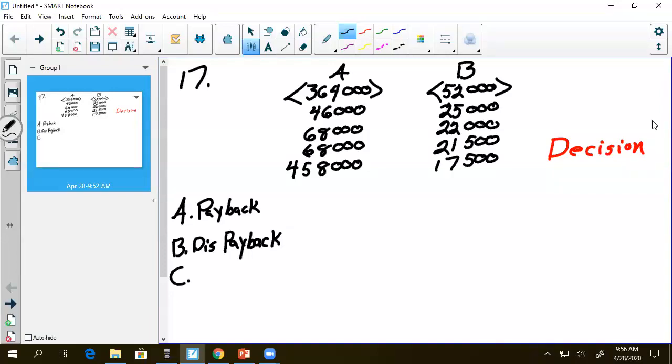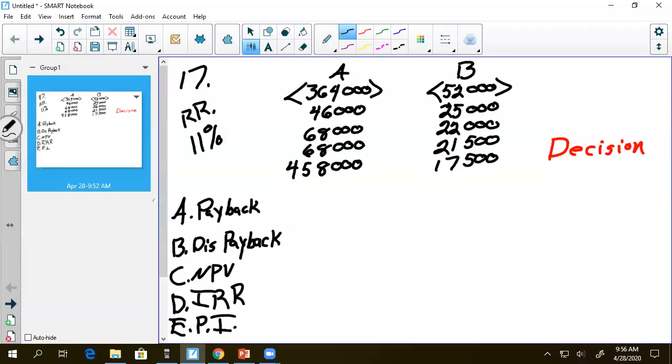C is net present value, and this is at 11% as our required rate of return. D is internal rate of return. And then E is profitability index, okay? So again, Zoe, Eli, and Connor are going to work all these for project A, and the rest of you are going to do project B.